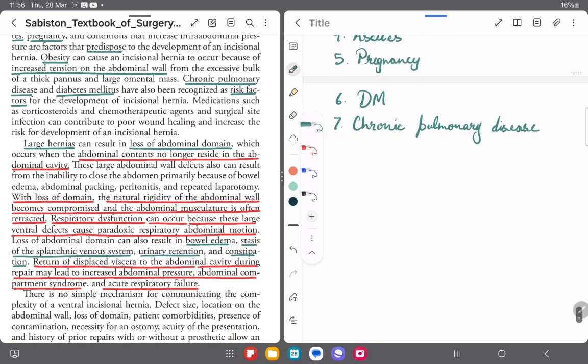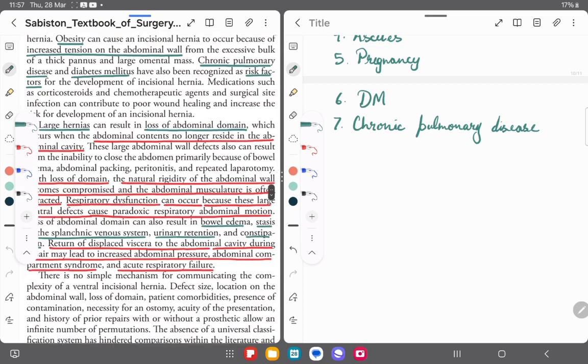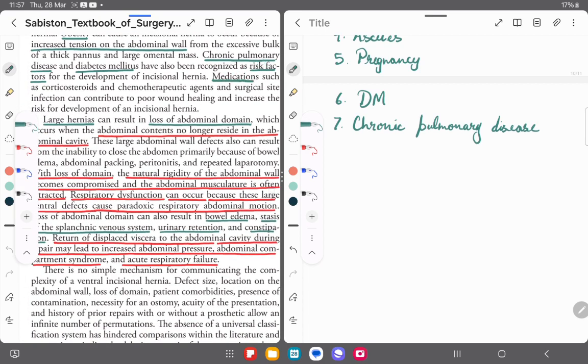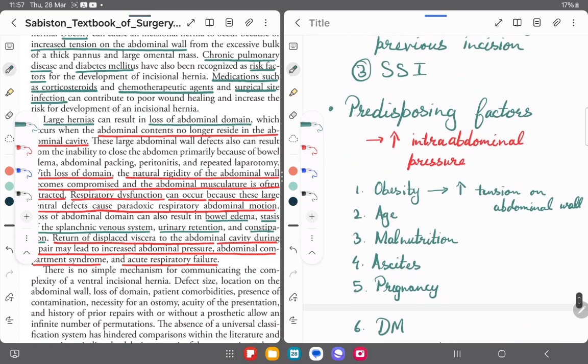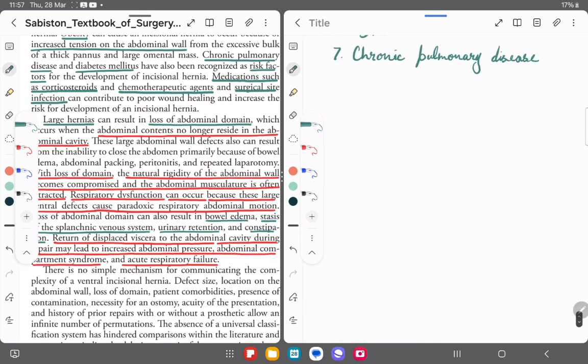Medications such as corticosteroids and chemotherapeutic agents and SSI can contribute to poor wound healing and increase the risk for development of an incisional hernia. So what are also implicated are medications such as corticosteroids and chemotherapeutic agents.